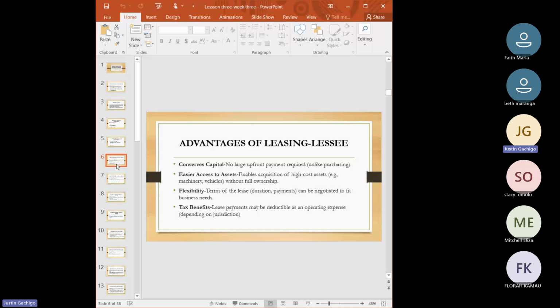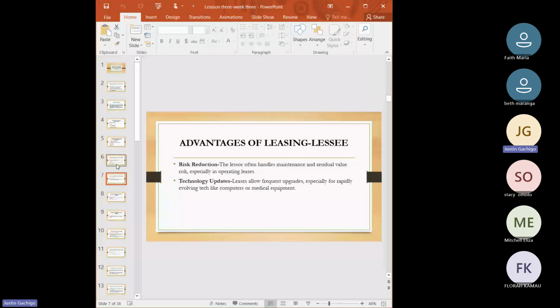The other one is the flexibility, and this is in terms of the lease, the duration of payment can be negotiated to fit business need. So if, for example, you want to hire a motor vehicle for 2 or 3 days, this is the best way to go. If you want to hire aircraft for 2 hours or 3 hours, then this is the way to go. The other one is the tax benefit. So we have the lease expenses, which are normally deductible. In Kenya, lease expenses are deductible, and that means they are going to help you to reduce your tax liability that you pay to the revenue authority.